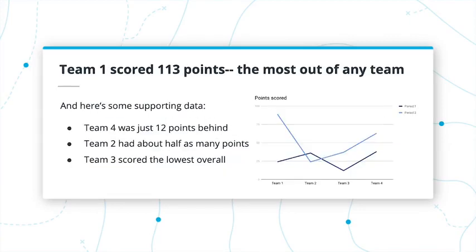Contrast it with this slide, which is much better. I immediately know that Team 1 scored the most points with 113 points. The slide has the same data as the previous slide. It's just been interpreted and presented in a way that makes it easier for the audience to understand. In addition to highlighting that Team 1 got the most points, I also can quickly tell that Team 4 was pretty close behind, Team 2 had half as many points as Team 1, and Team 3 didn't do very well at all.